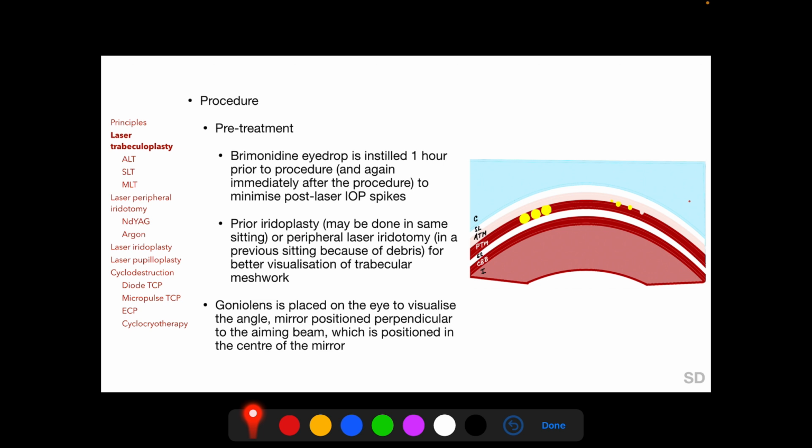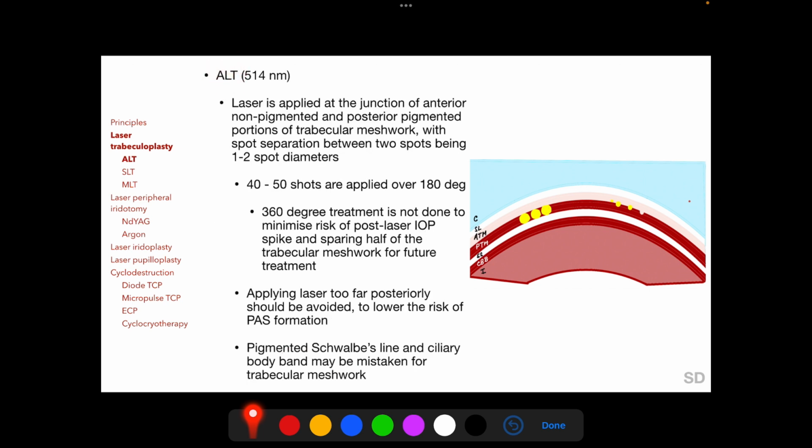For laser trabeculoplasty, a gonio lens is placed on the eye to visualize the angle, and a mirror of the gonio lens is positioned perpendicular to the aiming beam, with the aiming beam positioned in the center of the mirror. Argon laser trabeculoplasty is performed with an argon laser emitting laser of wavelength 514 nanometers, and the laser is applied at the junction of the anterior non-pigmented and posterior pigmented portions of the trabecular meshwork as shown here in this diagram, and the spot separation between two adjacent applications is kept between 1 to 2 spot diameters. And in one sitting, 180 degrees of the trabecular meshwork is treated with 40 to 50 such shots.